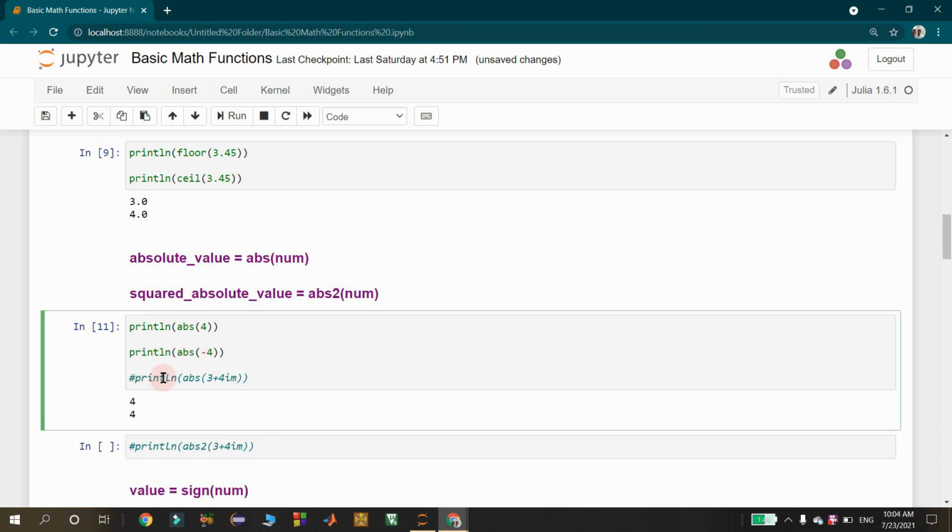Now I am giving a complex number to the absolute function, where the real part is 3 and the imaginary part is 4. Then this absolute function computes the value of the square root of real part square plus imaginary part square.